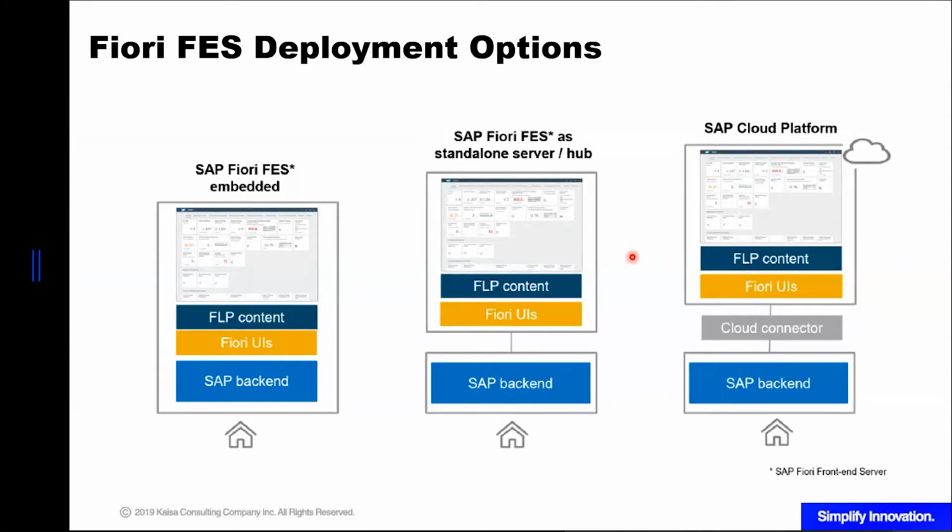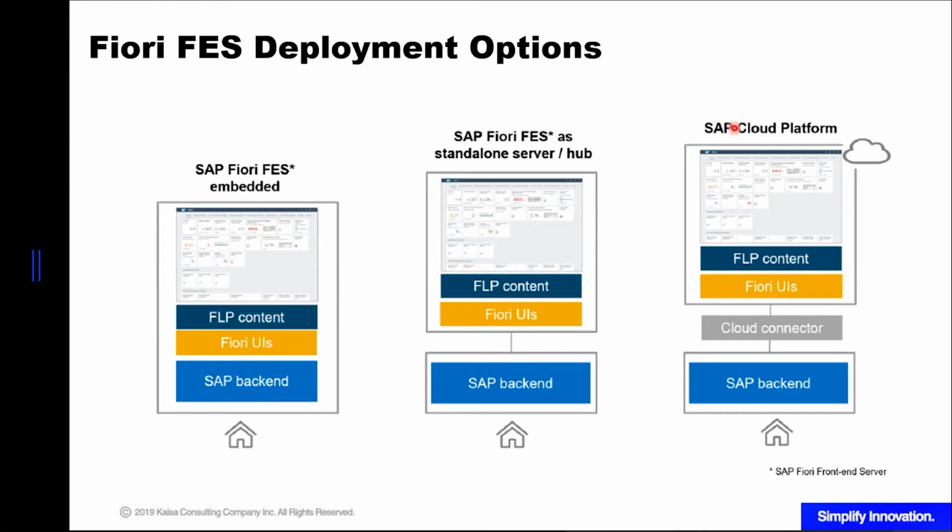This slide shows you the difference between embedded and hub setups of Fiori. As mentioned earlier in the previous slide, in one system you have the SAP backend and the Fiori FES. In standalone, you have two systems, the backend and the front end. You can set up these two systems in one server or two servers. It depends on your resource availability, but essentially these are two systems. So one SID, one SID.